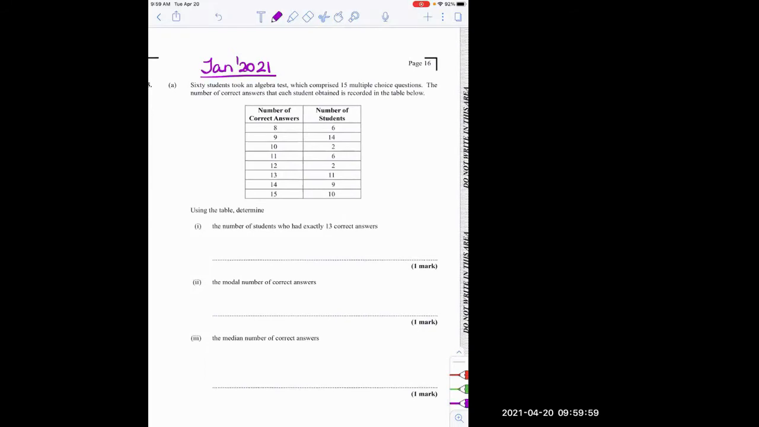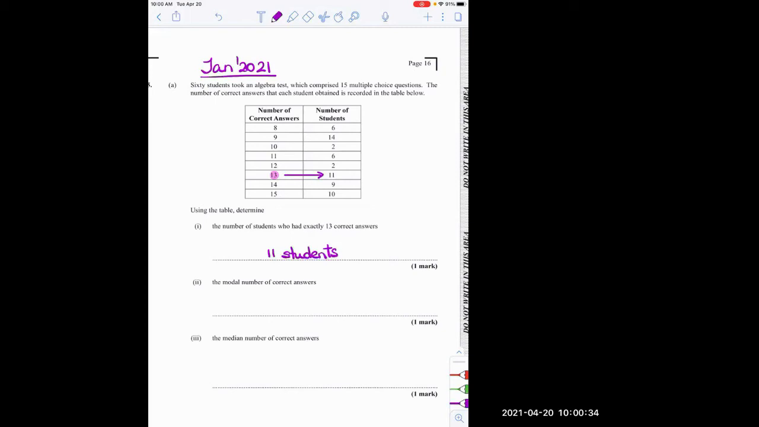60 students took an algebra test which comprised of 50 multiple choice questions. The number of correct answers that each student obtained is recorded in the table below. Using the table, determine the number of students who had exactly 13 answers. So we go to our table and we find 13. How many students does that correspond to? 11. So this represents 11 students.